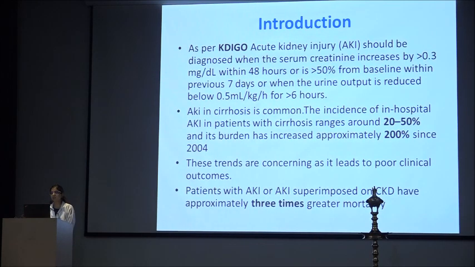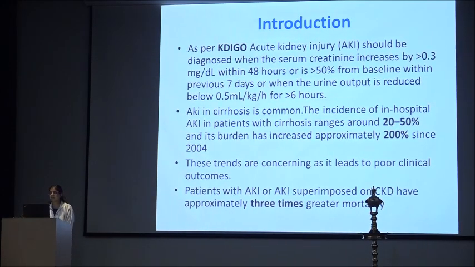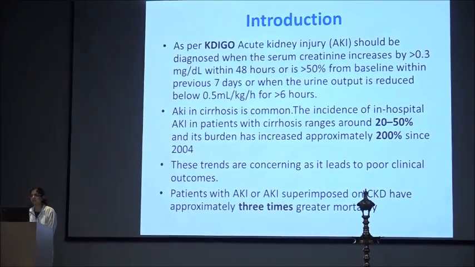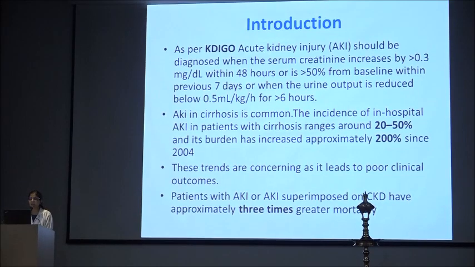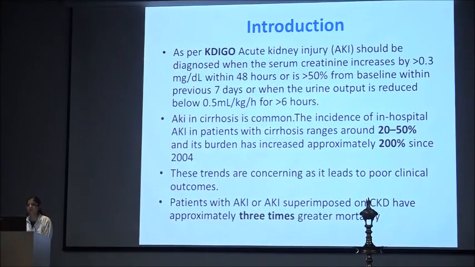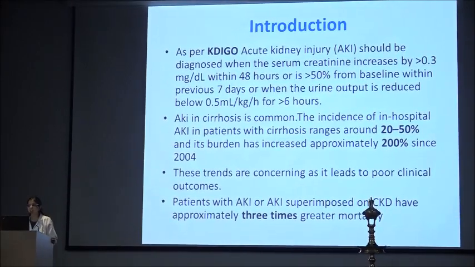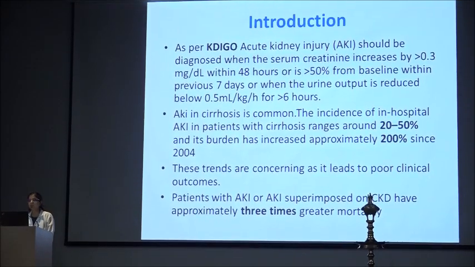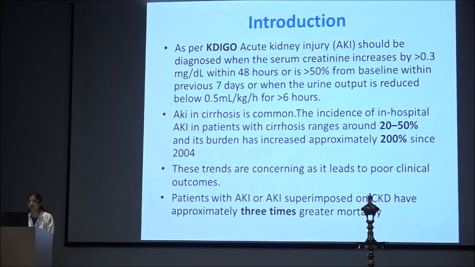Coming on to the introduction, there are various criteria for defining AKI, like the RIFLE criteria, the AKIN criteria, but the latest is the KDIGO criteria. As per KDIGO, AKI should be diagnosed when serum creatinine increases by more than or equal to 0.3 milligram per deciliter within 48 hours, or is more than 50% from baseline within the previous 7 days, or when the urine output is reduced below 0.5 ml per kg per hour for more than 6 hours.